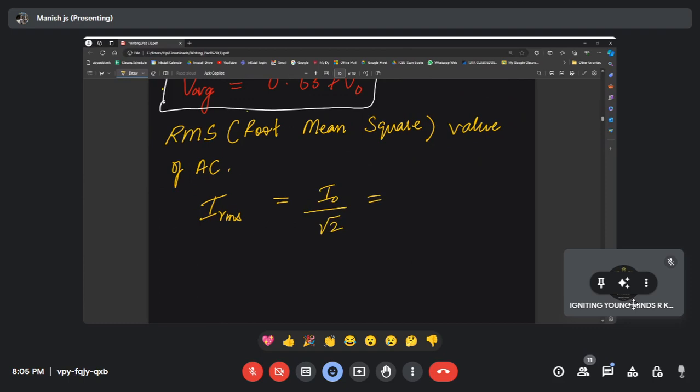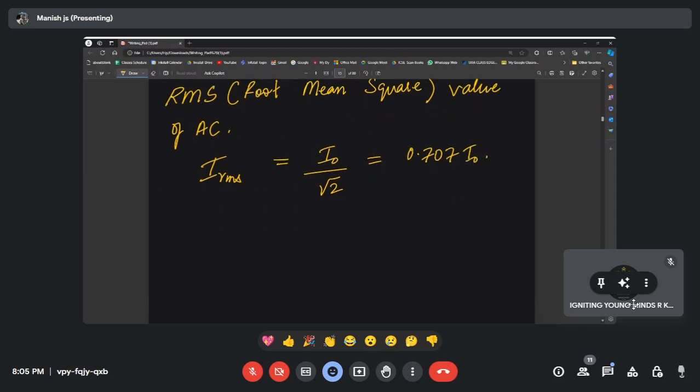So 1 upon root 2, when you substitute, becomes 0.707 I naught. This is the general formula for I RMS, that is, the root mean squared value of current. So again, what is the root mean squared value? It is basically the steady value of current which produces the heating effect in an electrical component such as a resistor when alternating current passes through it.